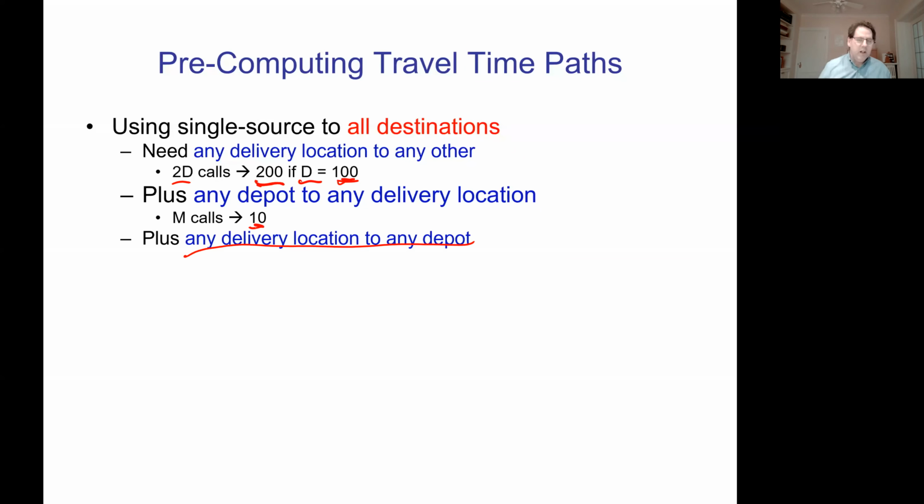Same idea for depots. 10 depots, start a path search from each one of those to find the travel time to every interesting destination. Yeah, Sarah's exactly right. Sarah says we already know this.